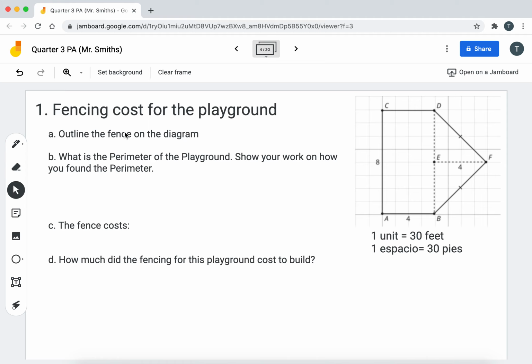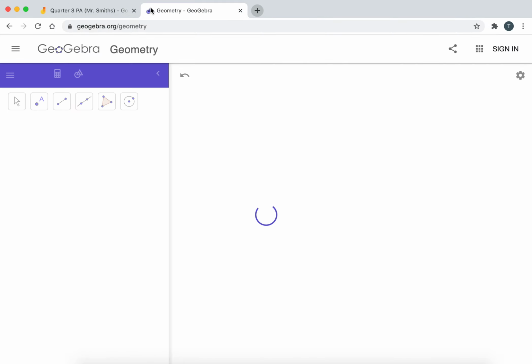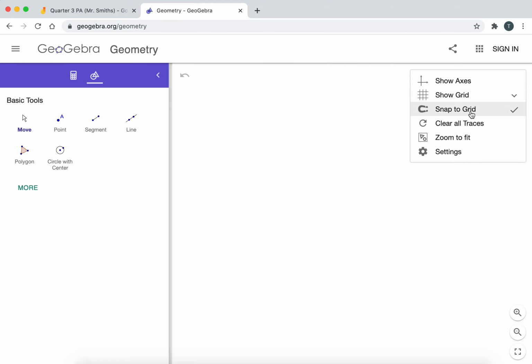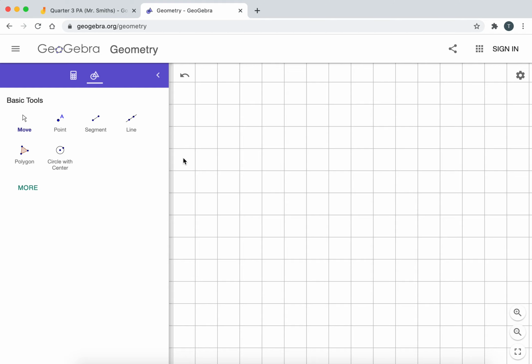Fencing cost for the playground. I need to figure out the perimeter of this playground. Show your work on how you found the perimeter. This is where I am going to actually use GeoGebra. So instead of counting out the squares here, I am going to go to geogebra.org/geometry, and I'm going to recreate this diagram. I'm going to show major grid lines and make it a little bit bigger.